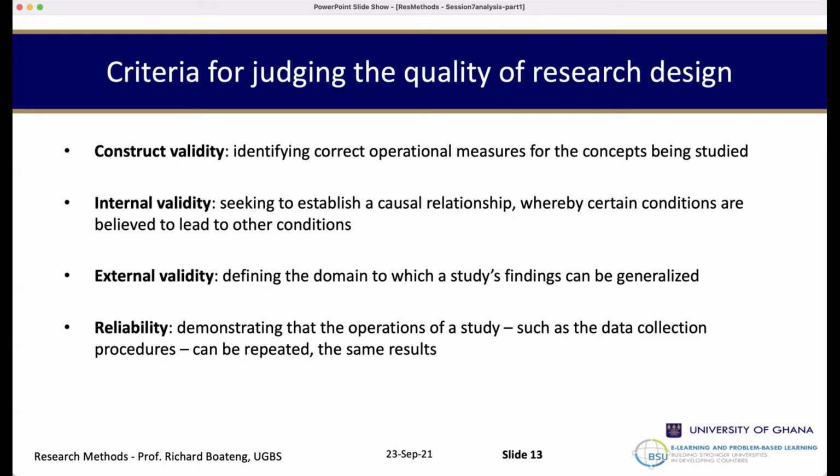So anytime you make any argument, ask: is it internally valid? Is there enough information within the case that can give me some form of validity to be able to say this? Or a good reason or a causal relationship that can warrant this outcome? Then external validity: to what extent can we generalize our findings?